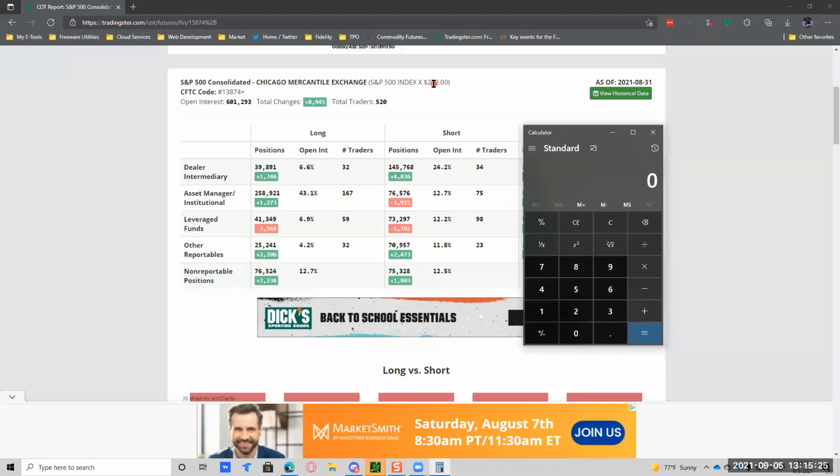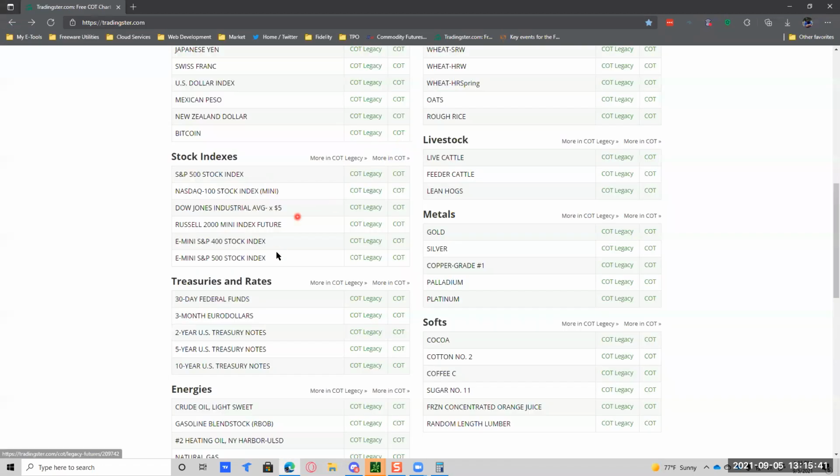And this is the full S&P. This isn't the mini. We can always validate which ES we're looking at. Just look up here. If it says $50, we know we're on the /ES. And if it says 250, we know we're on the full contract. So now that we've looked at the full contract, let's go look at the mini.